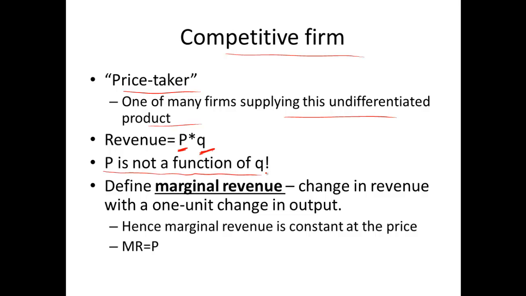Let's define marginal revenue. This will be a useful concept both today and on into the course. Marginal revenue is the change in revenue with a 1 unit change in output. Now here, marginal revenue is just constant at the price because you get the same price for each unit of output you make, no matter how many you make. So here, in this part of the course, marginal revenue just equals the price.